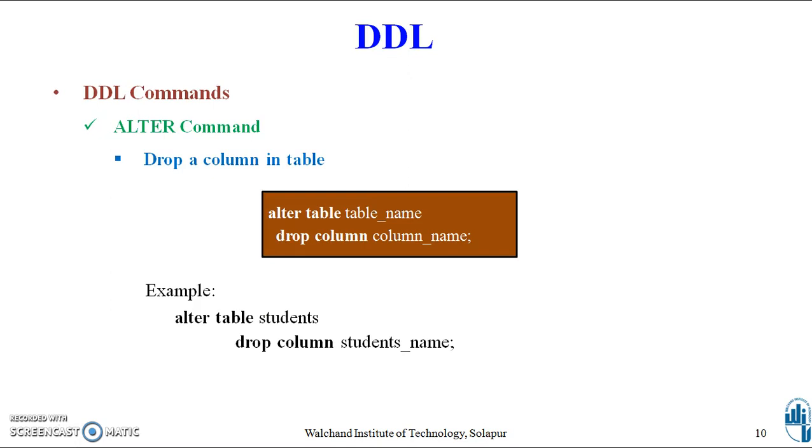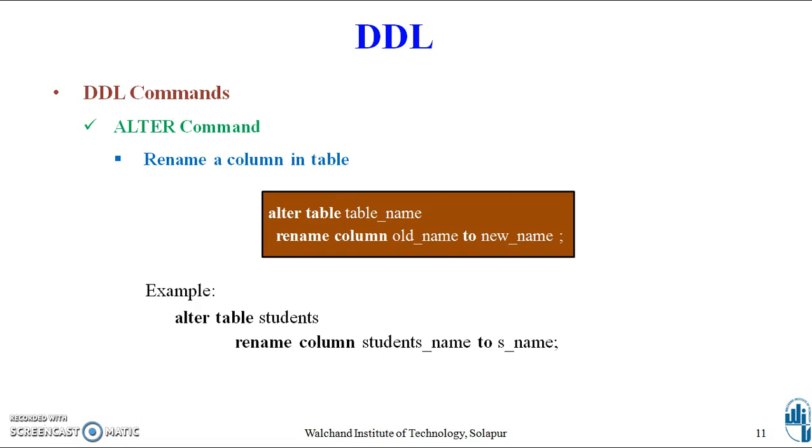To drop a column in an existing table, the alter table syntax is alter table, table name, drop column, column name. Let's look at an example that shows how to drop a column student name in the table student using the alter table statement. So this is the command. So this alter table example will drop the column called student name from the table called student.